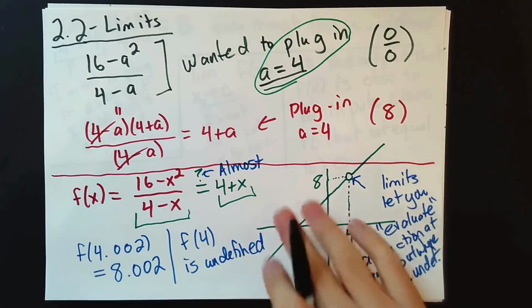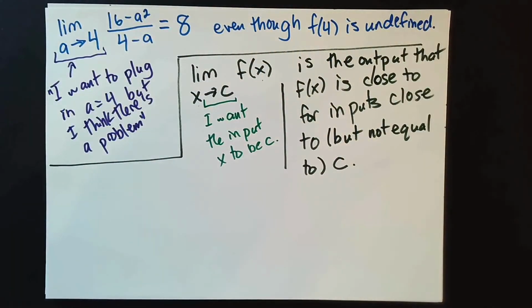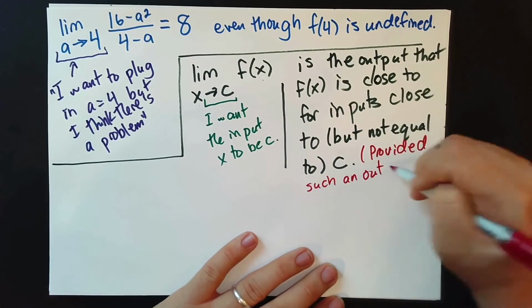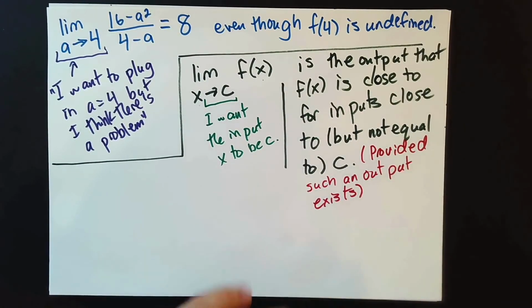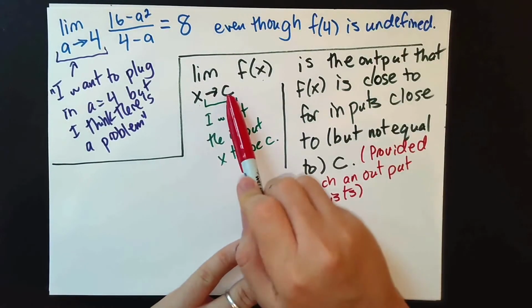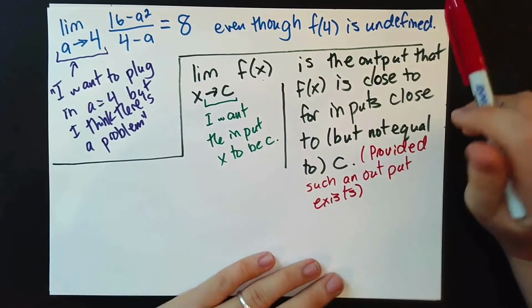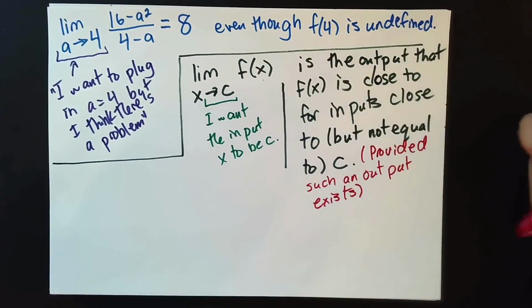Now, I should put a caveat here, namely, that this is only provided such an output exists. So it's very possible that when I look at inputs near c, I don't get outputs close to anything, in which case this limit is just going to be undefined.